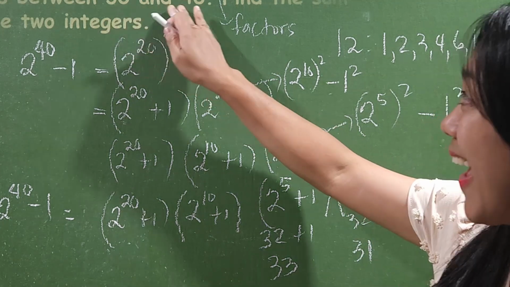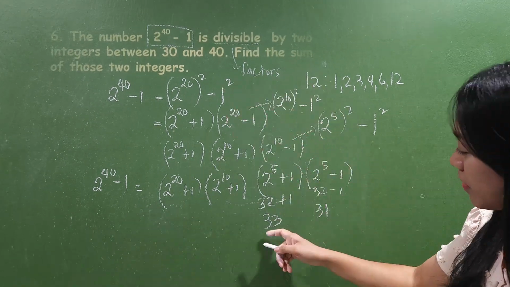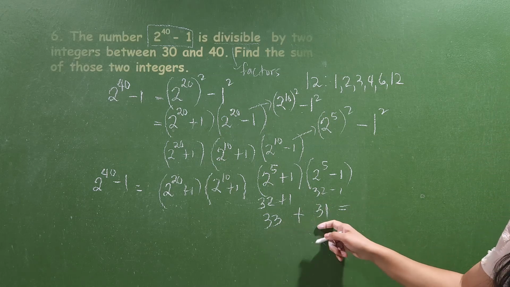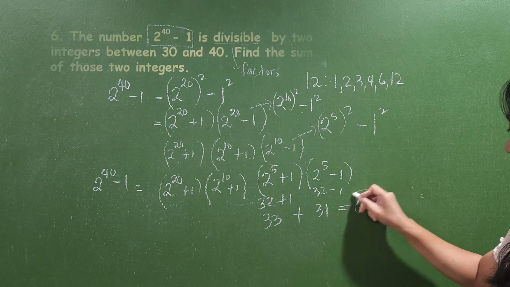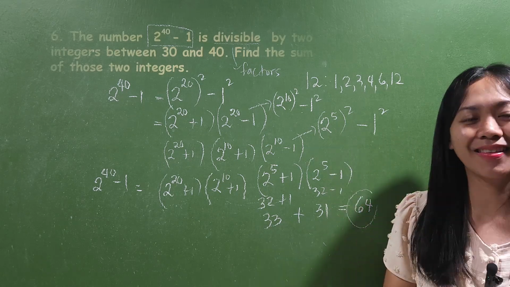Between 30 and 40. Okay, now, let's find the sum of these two integers. We will add these two numbers, 33 and 31. This is equal to 64. So the sum of these two integers is 64.